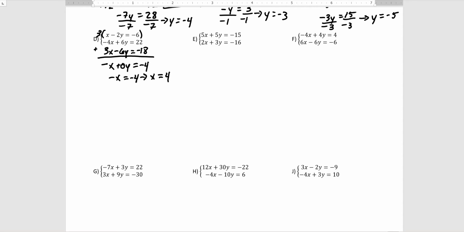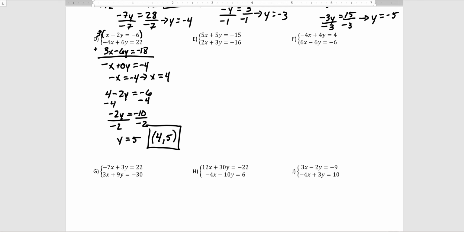Now that I know x is 4, I can plug that back into the original equation. So I'll have 4 minus 2y equals negative 6. So I'm going to subtract 4. My goal is to get y all by itself. So negative 2y equals negative 10. Divide by negative 2. Negative 10 divided by negative 2 is 5. So my solution for this one would be the coordinate point 4, 5. Gorgeous. Love it.